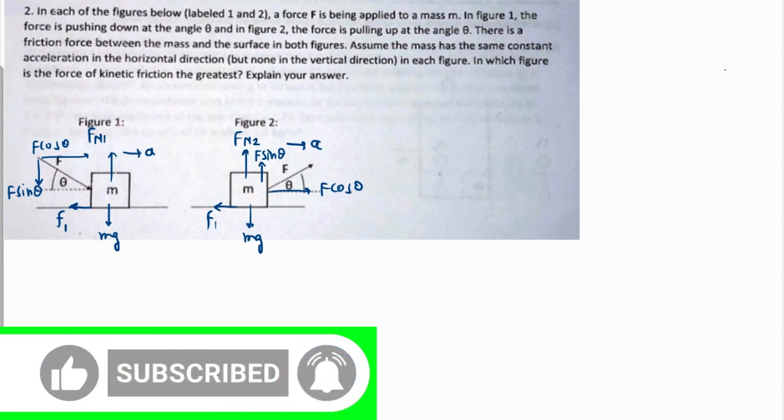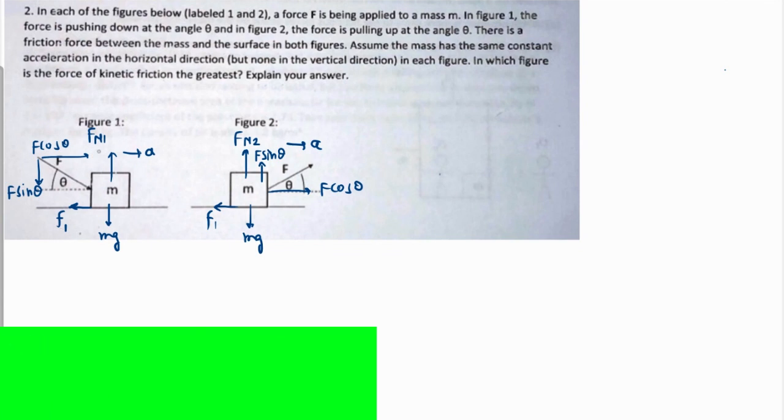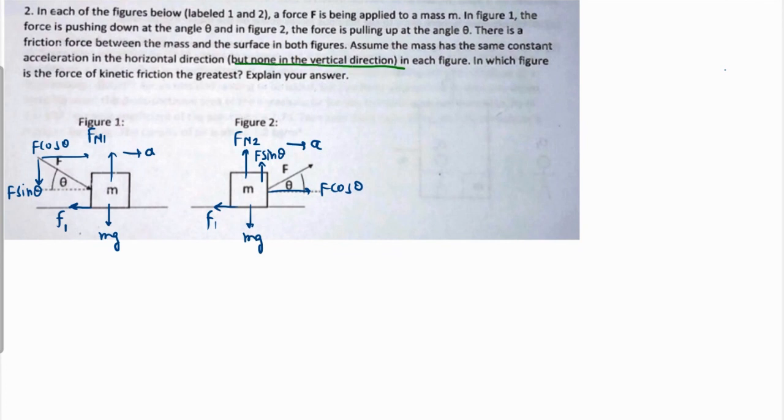All right. Now, if you write the equations as per Newton's law, then if you write the equations of the vertical force. So since vertically there is no acceleration, so net force should be zero, right? So upward force, which is Fn1, should be equal to the downward force, which is F sine theta plus mg. We need to find in which of the figure the force of kinetic friction is greatest.